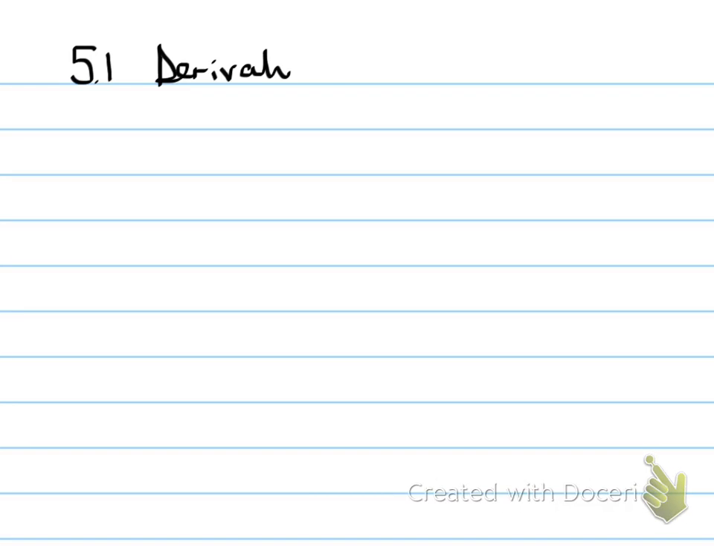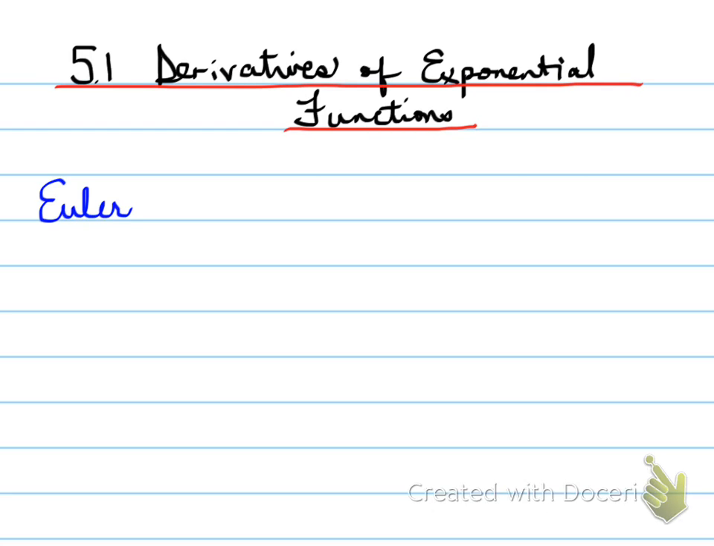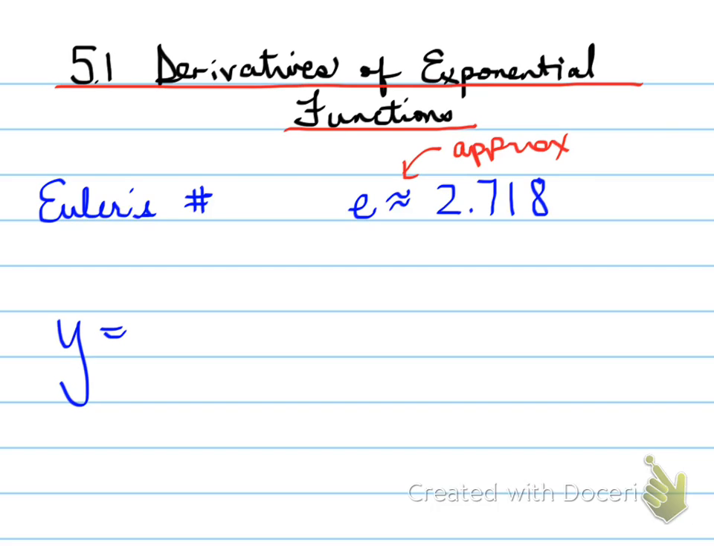Okay, 5.1, derivatives of exponential functions. So what we have to do is look at exponential functions with the Euler number e. e is approximately equal to 2.718. Euler's e is like pi, in which it is an irrational number and it belongs to the world of irrational numbers. It is a number that doesn't repeat, and it's a number that doesn't end. So 2.718 is an approximation.